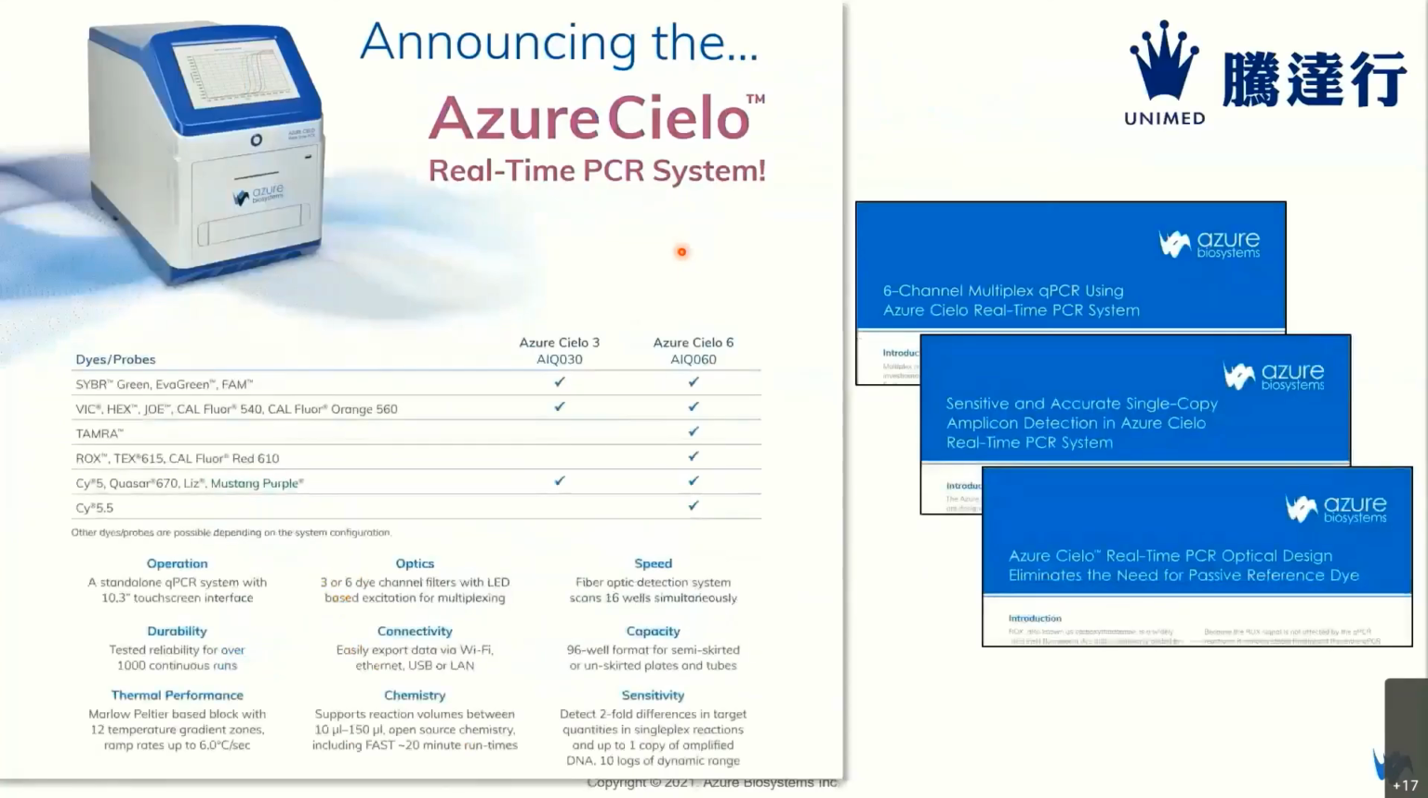Right, so this is a brochure of the Cielo. As I said, we have 2 different models. Cielo 3 comes with 3 channels, Cielo 6 comes with 6 channels. It has calibrators for all these dyes, so you can just plug and use. It can operate as a standalone machine, is durable for continuous 1000 runs, tested for power trip and everything, and CE certified.